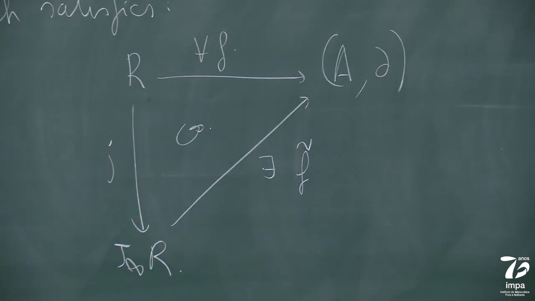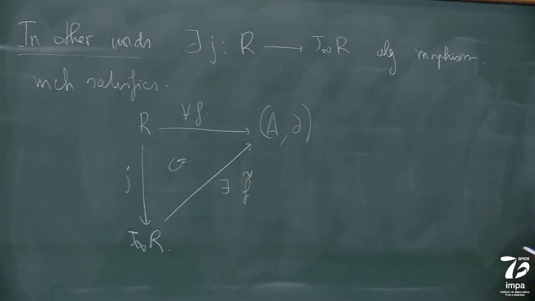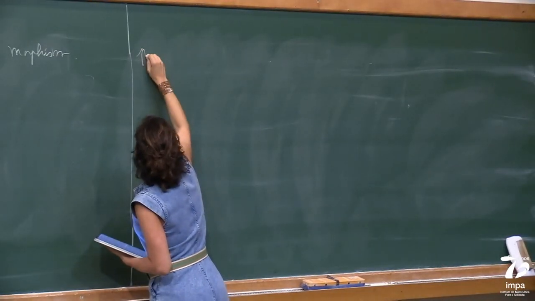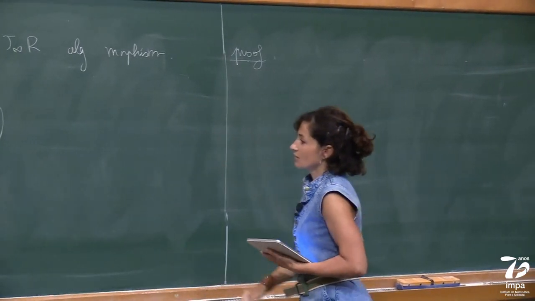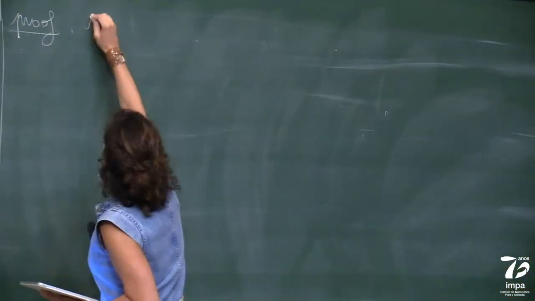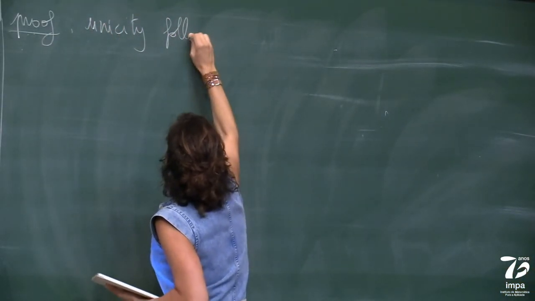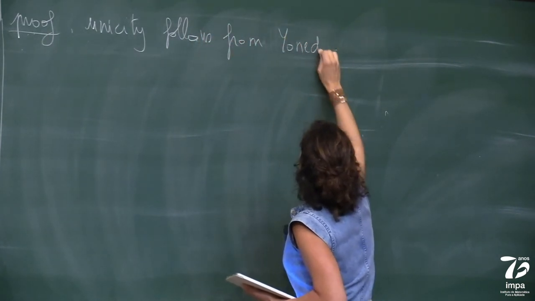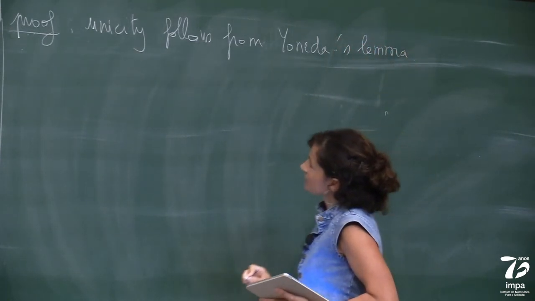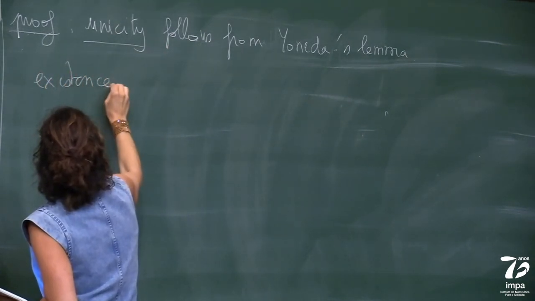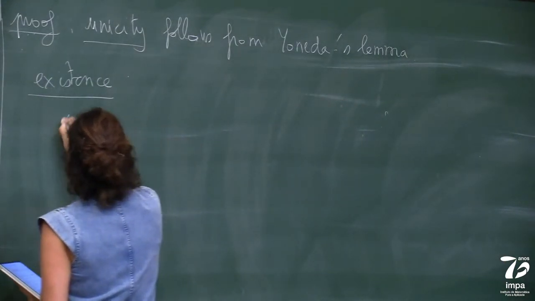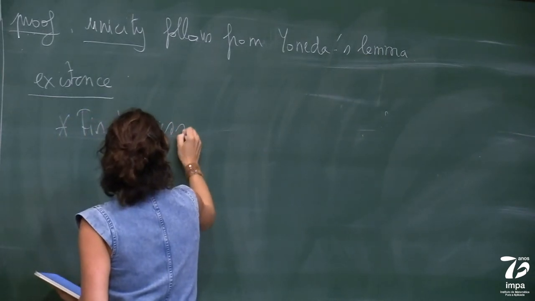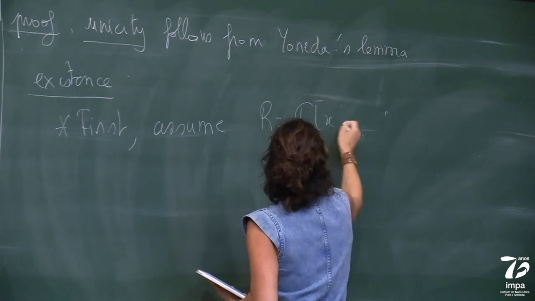All right, so let's prove the statement. So the unicity is clear by Yoneda's lemma, or you can also prove the unicity directly using this property. Okay, so let's prove the existence. I start with the simplest case where R is a polynomial algebra. So first, assume R is just a polynomial ring.